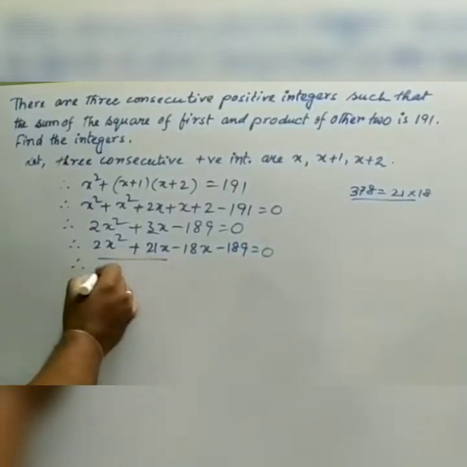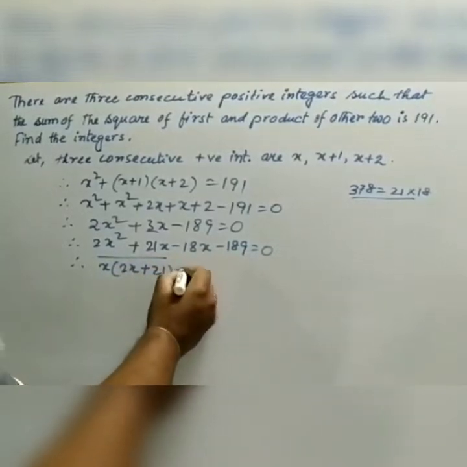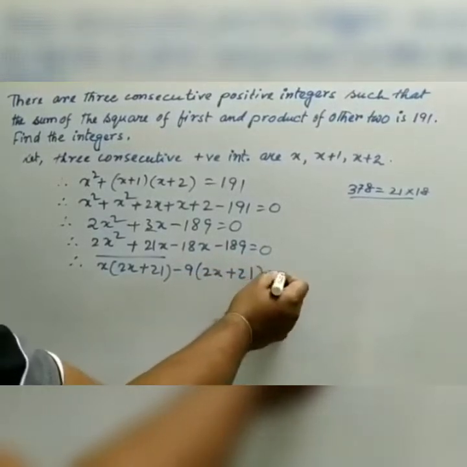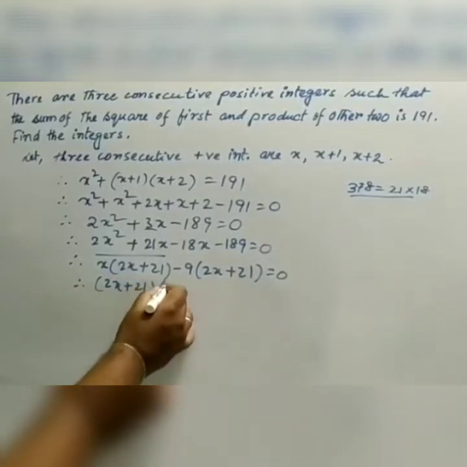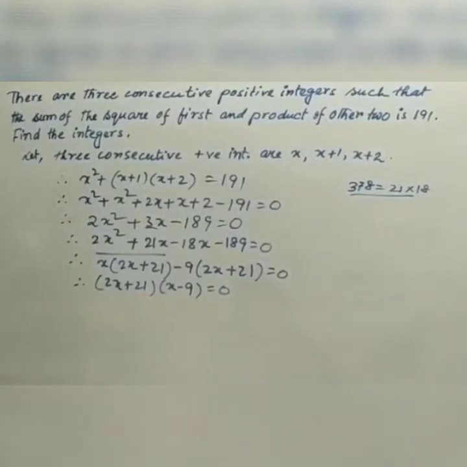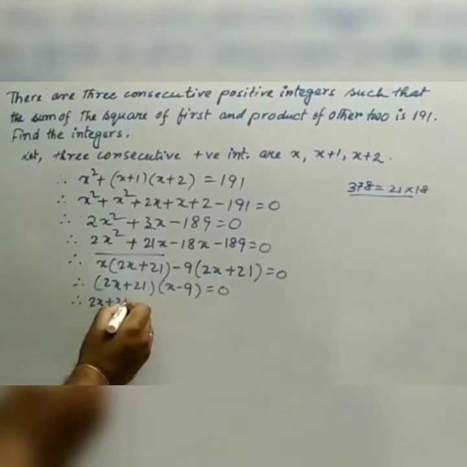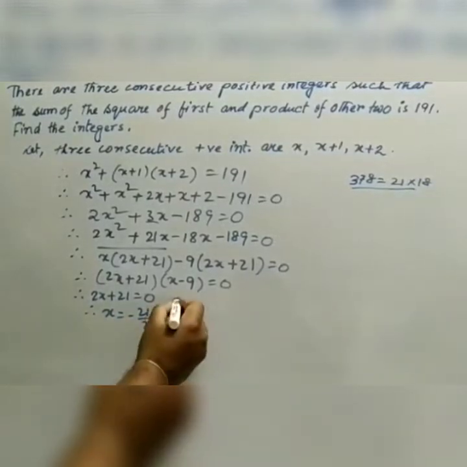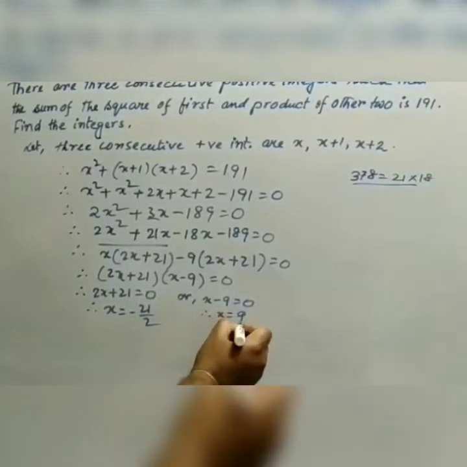Now here we will take x as common, so x into 2x plus 21. Here minus 9 is common, so minus 9 into 2x plus 21 equals 0. So therefore the factors are 2x plus 21 and x minus 9, and their product equals 0. So now we will equate both the terms to 0. 2x plus 21 equals 0 gives x equals minus 21 by 2. Or the second part, x minus 9 equals 0, gives x equals 9.